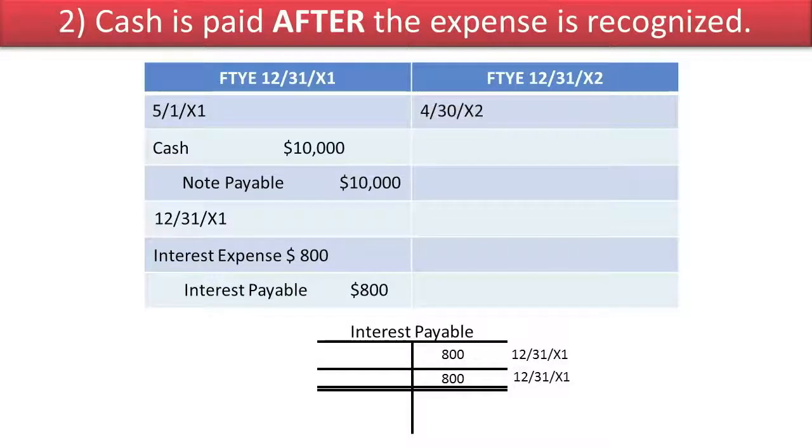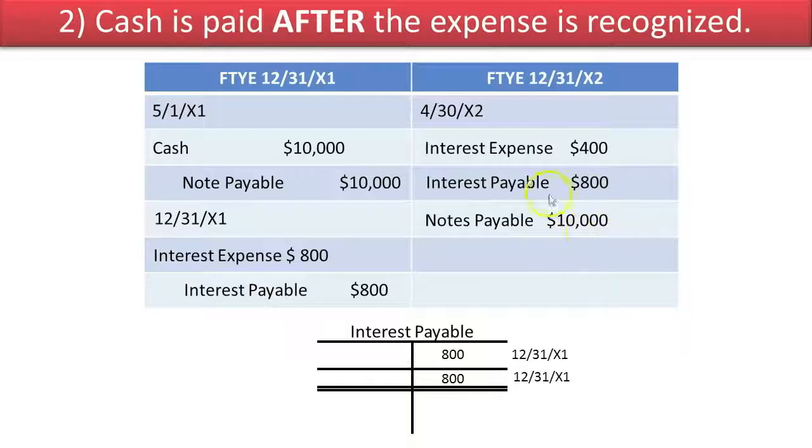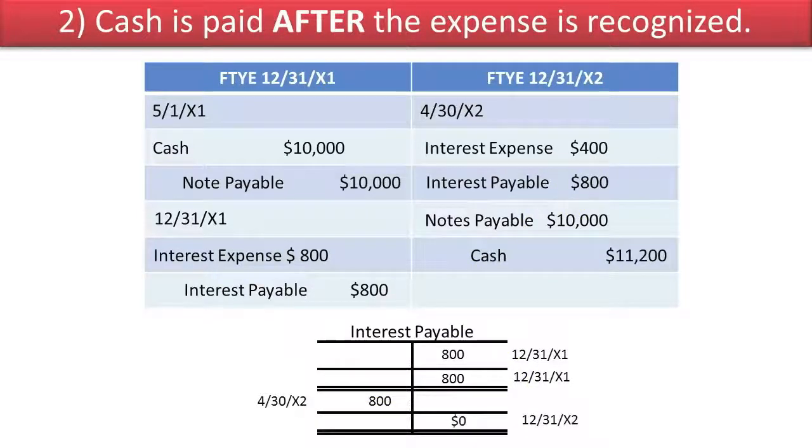On April 30th of the next year, we have to accrue another $400 of interest expense for the 4 months that occurred in X2. We have to pay off the payable. Here we owed it as a credit, and now we're going to debit it to show that we paid it off. We're also going to eliminate the note payable of $10,000 by debiting that. In total, we must pay cash, credit $11,200, to fully satisfy the lender. By posting the debit to interest payable, we'll wind up with no further interest payable at the end of X2.